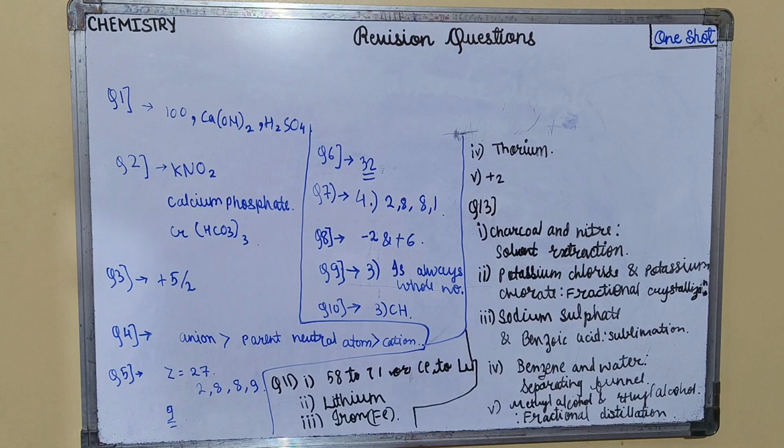Now let us see their definitions. First is charcoal and niter. Solvent extraction. The method of separation of one insoluble solid from a soluble solid by using a particular liquid is known as solvent extraction. Second is potassium chloride and potassium chlorate. It is fractional crystallization. The method of separation of one soluble solid from another soluble solid with widely different solubilities in a particular liquid.